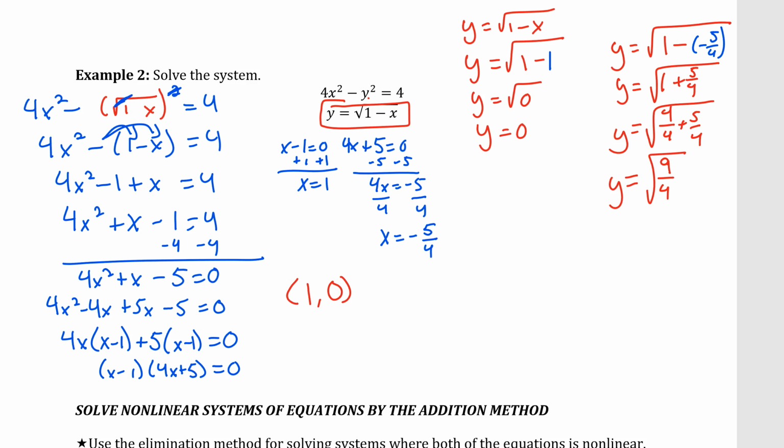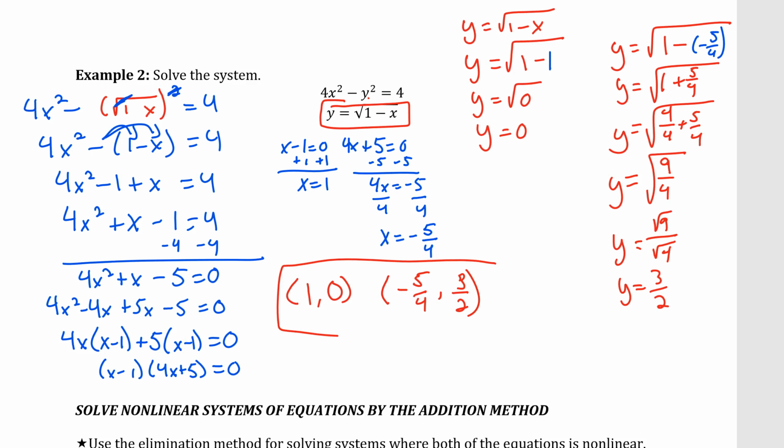And whenever I take the square root of a fraction, remember, it's the same thing as taking the square root of 9 and taking the square root of 4. Well, the square root of 9 is 3, square root of 4 is 2. So I have 3 halves as my y. So I have a second solution, negative 5/4 for my x, and 3 halves for my y. So I have 2 solutions. You can plug these back in and check yourself, which is a great idea. So try some of these where we're doing substitution for nonlinear equations.